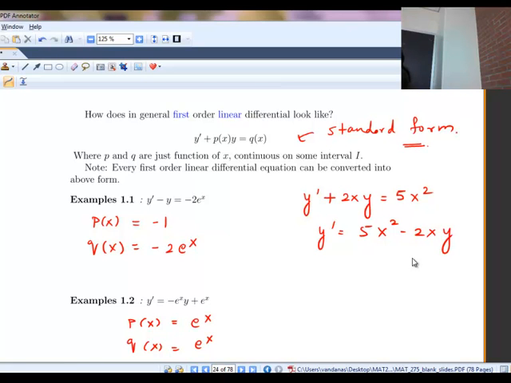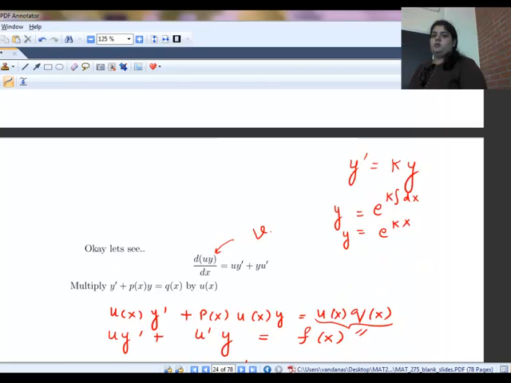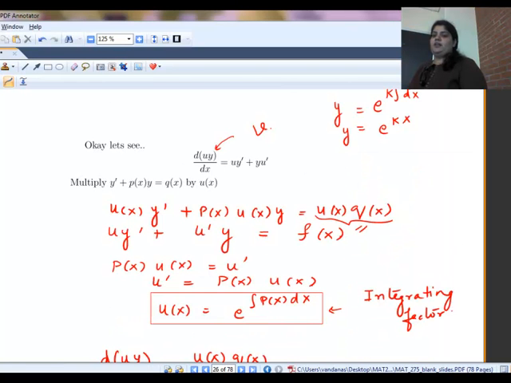But then I said, is there a way I can make it separable? And the answer is yes, using an integrating factor. If we solve for u and multiply throughout in this differential equation, we will make it separable. The integrating factor converts a first order linear differential equation into a separable differential equation, and then you are just solving a separable differential equation. And to get the integrating factor we used the product rule. By the product rule we get u, and then solving this differential equation we get the integrating factor.